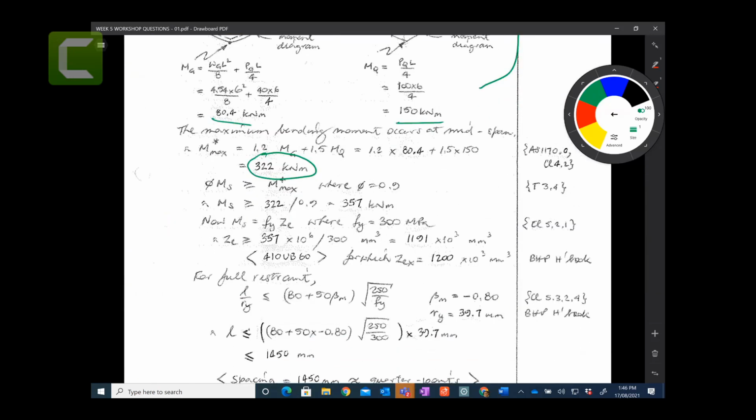The beam will be subject to a 322 kilonewton meter load, and when the beam comes to that 322, it should have a capacity more than 322, so it can safely carry the load. So you know that phi Ms should be greater than whatever your demand, and the capacity factor is 0.9. If you just want to know Ms, you just divide by 0.9. Your Ms value is 357.